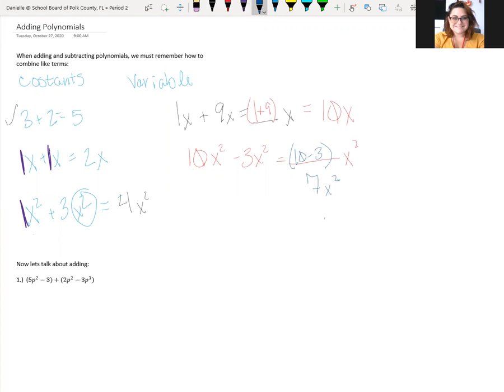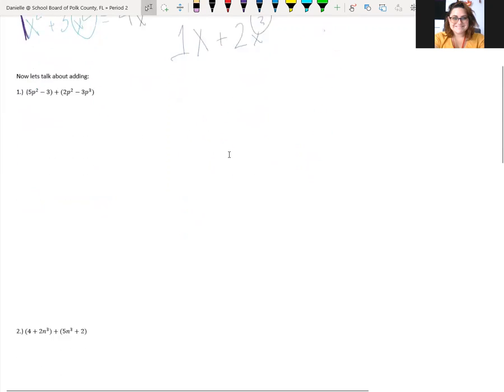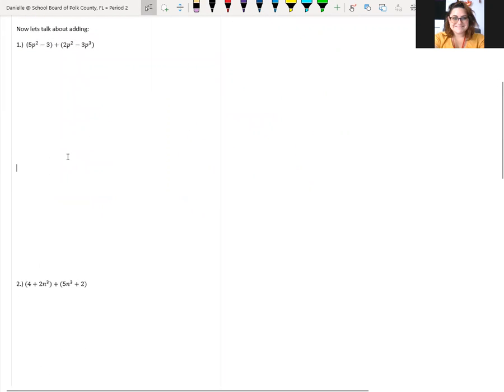Now notice all of my variables have been the exact same. I did x plus x. I did x squared and x squared and x squared, meaning I cannot do 1x plus 2x squared. That does not work because of the power. We need to remember that. When we start adding polynomials together, there's two different ways we can do that. We can add horizontally, or we could put them up and add vertically.